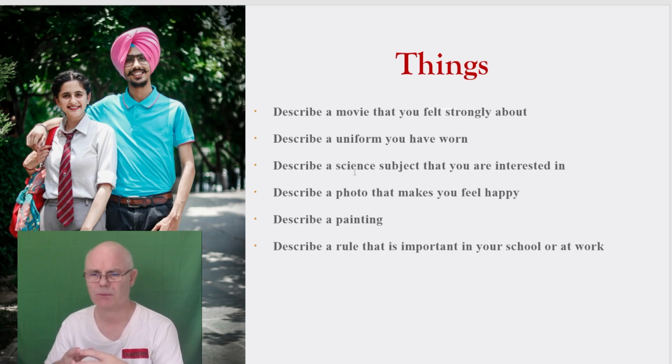Describe a science subject that you are interested in. Gosh. So the tense is now, so it's not about what you were interested in when you were a child. It's what science subject are you interested in now? This could be a difficult one. Like, not everybody's into science. But if you like computers, then computer science.